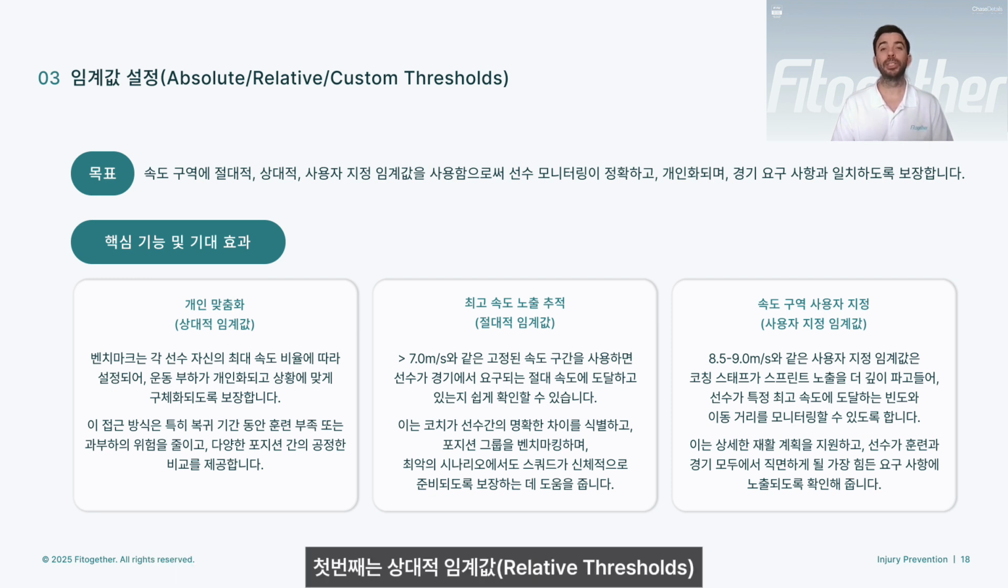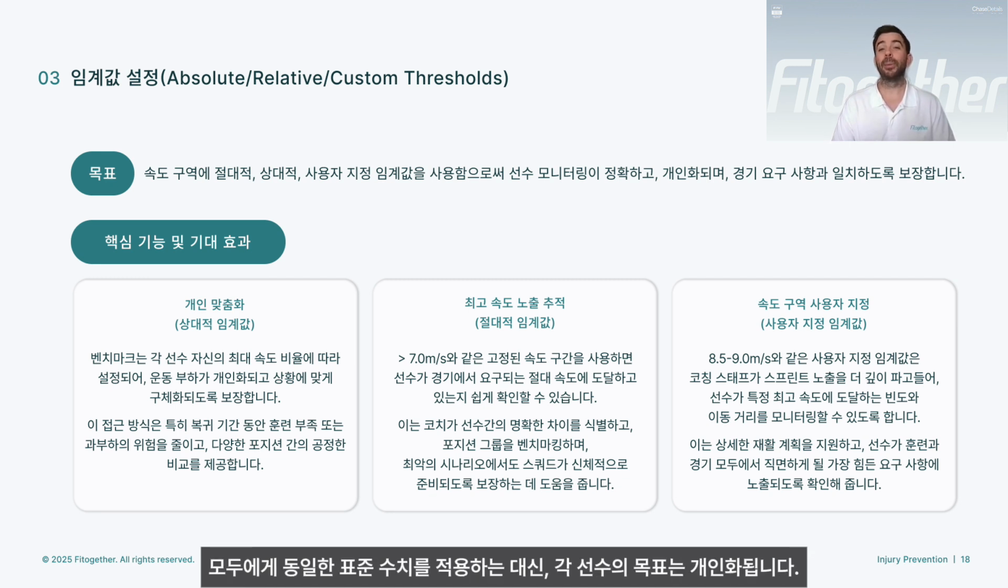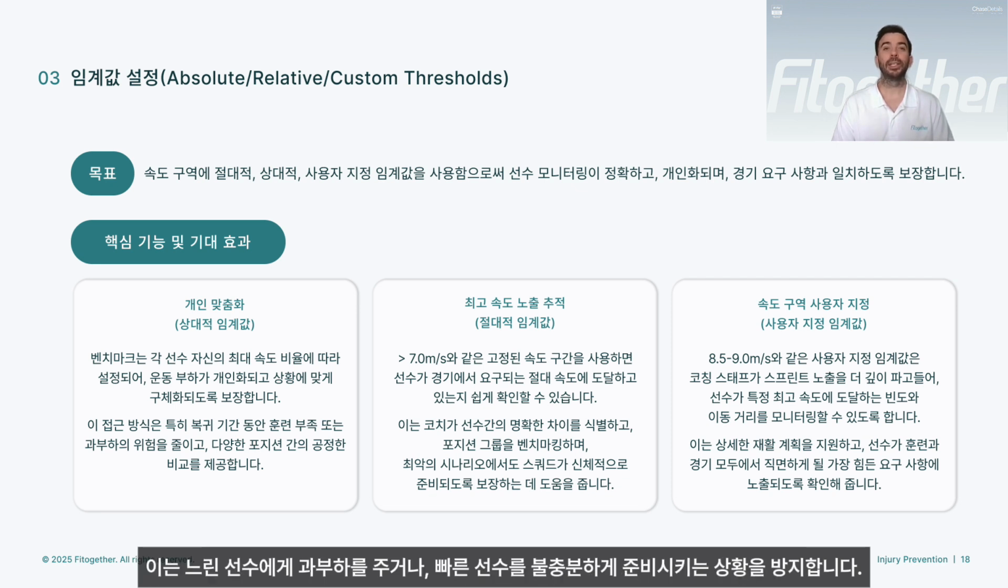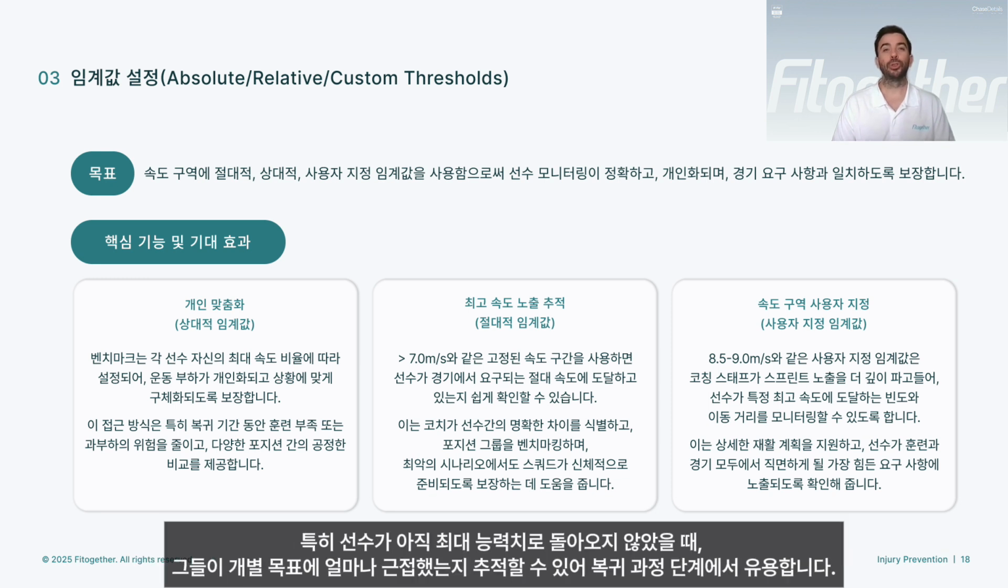First, we have relative thresholds. These are based on each player's own maximum speed. So instead of one standard number for everyone, each player's targets are personalized, and that means you're not overloading slower players or under-preparing your faster ones. It's especially useful during return to play, where players might not yet be back at full capacity, but you still want to track how close they are to their individual targets.